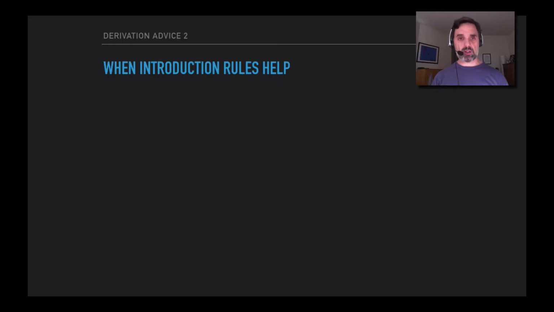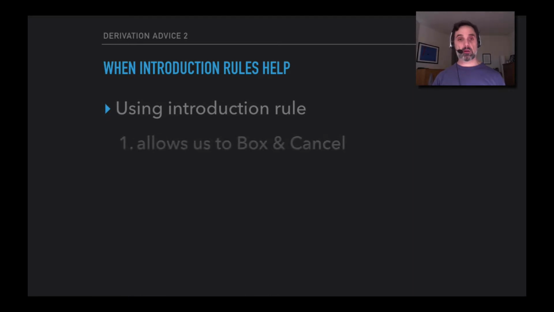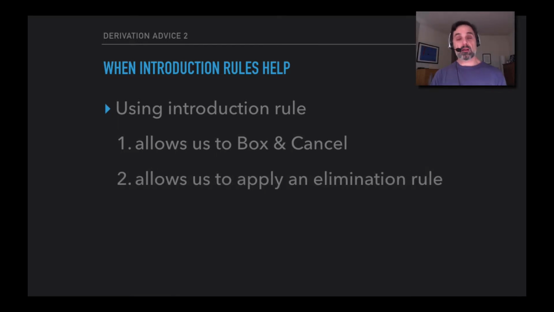So there are really two situations when introduction rules will be helpful. When you're using an introduction rule, either what you get will allow you to box and cancel, like in the first example. You go from Q to Q or R, and then you can use Q or R to box and cancel. The second way that an introduction rule can help is that it allows you to apply an elimination rule. In that example, we had if P or Q then R, we used Q to get P or Q, and then modus ponens to get R, which would have been helpful. So those are the two ways that introduction rules can be helpful.